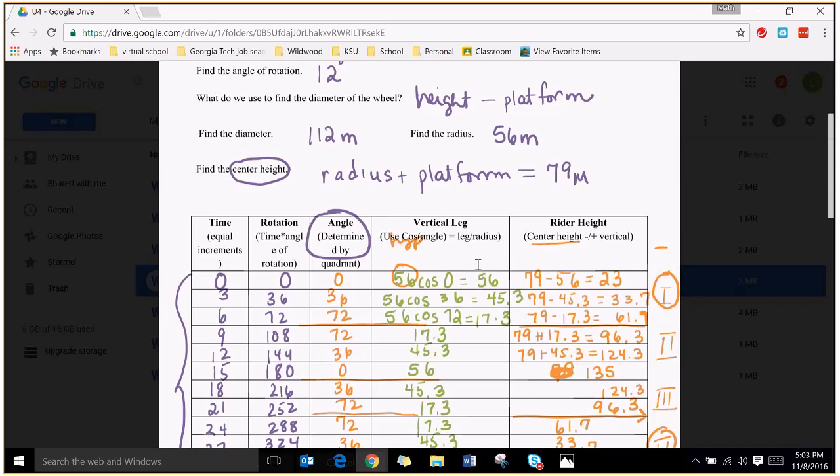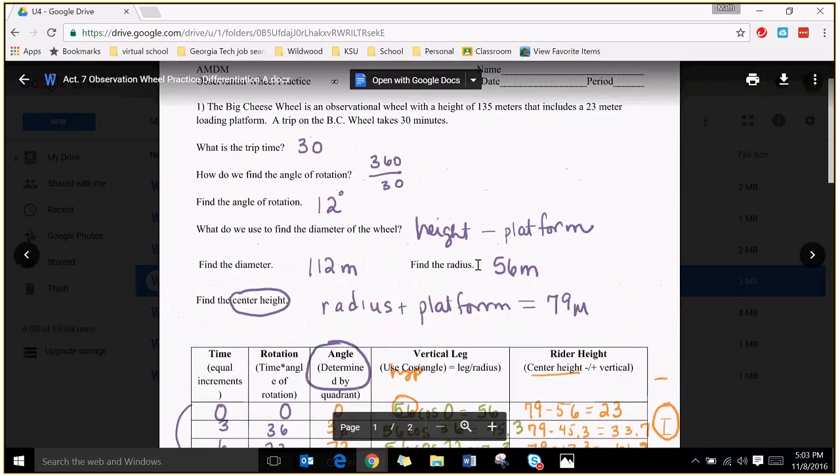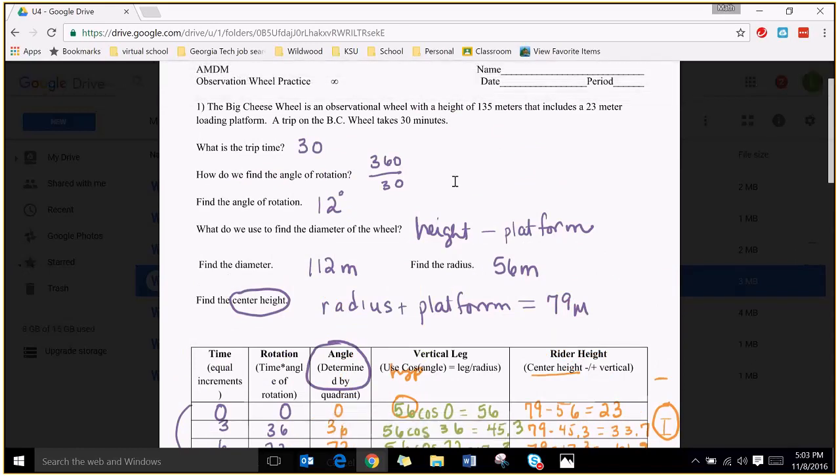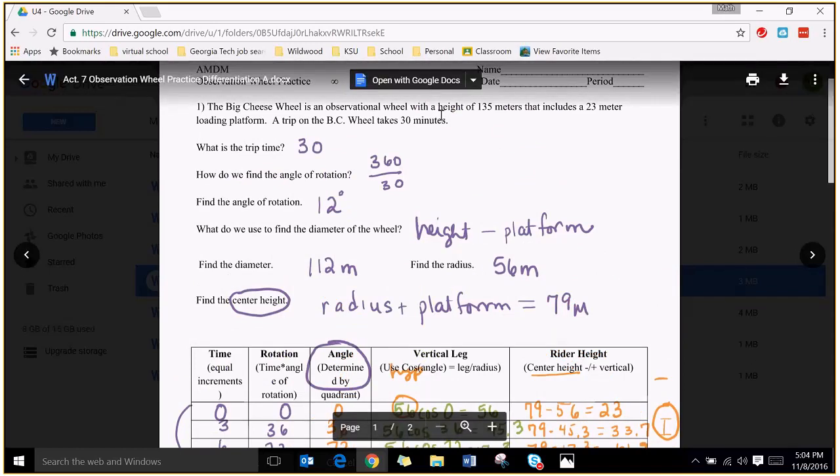Give me 1 second. I'm looking for where I have my platform height listed up here. Okay. The observation wheel has a height of 135. That includes 23. Here it is right here. 23 meter loading height.